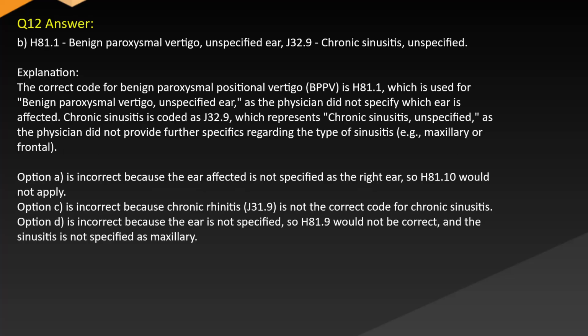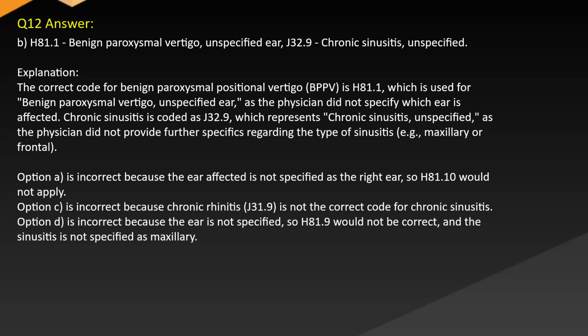Answer B. H81.10. Benign paroxysmal vertigo, unspecified ear, J32.9. Chronic sinusitis, unspecified. Explanation: the correct code for benign paroxysmal positional vertigo, BPPV, is H81.10, which is used for benign paroxysmal vertigo, unspecified ear. As the physician did not specify which ear is affected, chronic sinusitis is coded as J32.9, which represents chronic sinusitis, unspecified, as the physician did not provide further specifics regarding the type of sinusitis, e.g., maxillary or frontal.